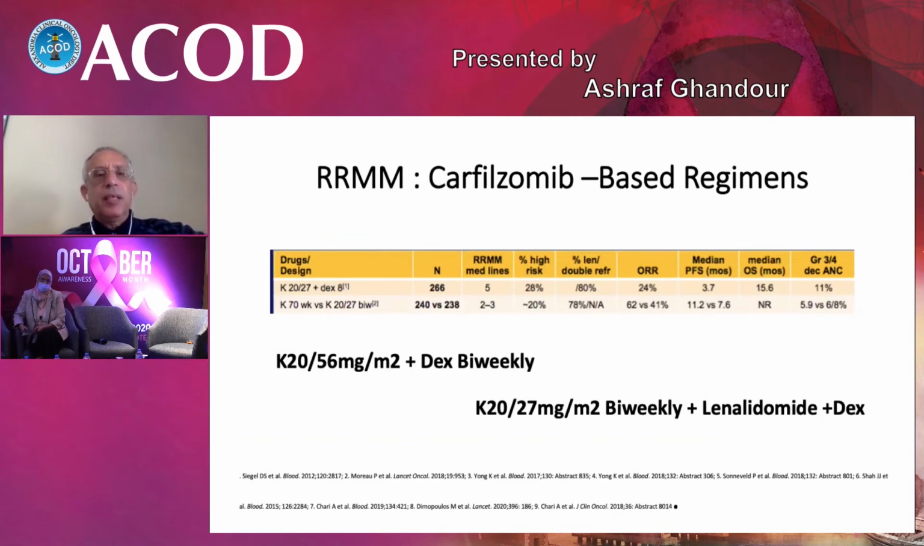Here is the base regimen of carfilzomib in relapsed disease. We use 20 milligram up to 56 milligram twice weekly, and can use 20 milligram as a start and then 27 milligram biweekly.